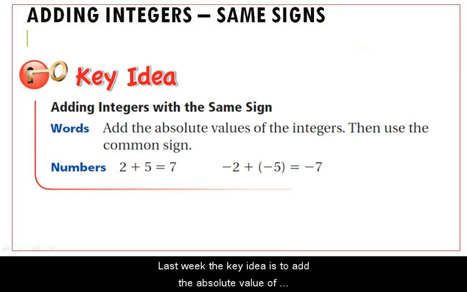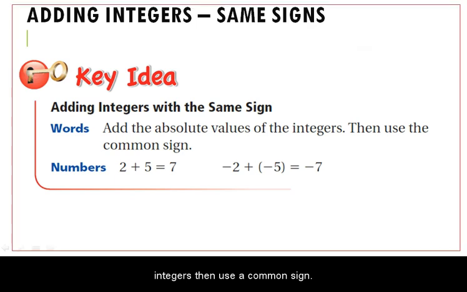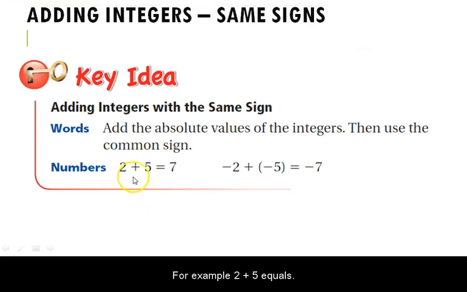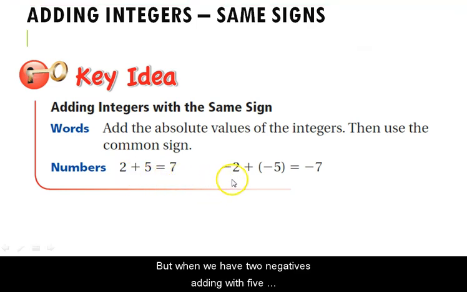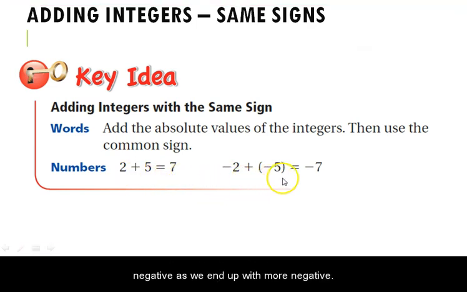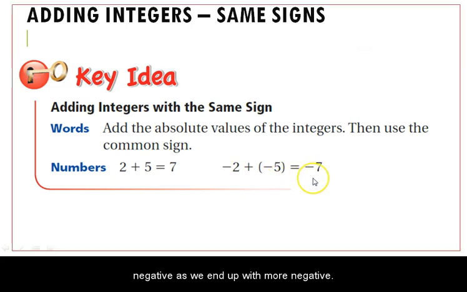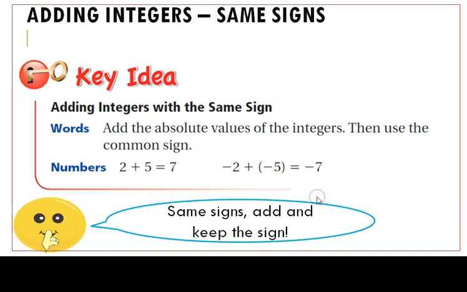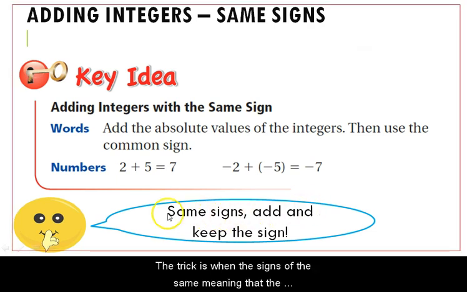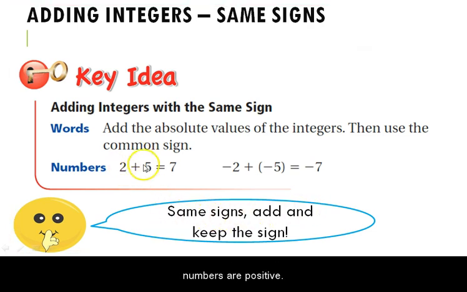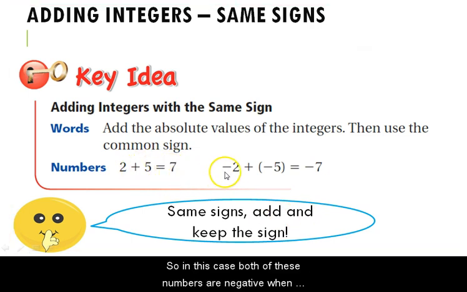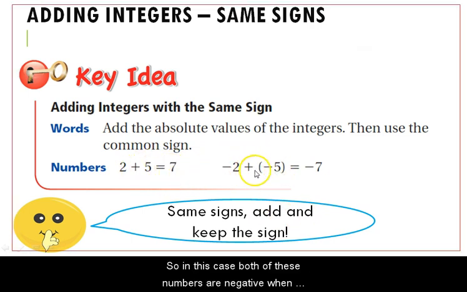From last week, the key idea is to add the absolute value of the integers, then use the common sign. For example, 2 plus 5 equals 7. We already knew this, but when we have two negatives adding with 5 negatives, we end up with more negatives. Negative 7 is the result. The trick is, when the signs are the same, just add them and keep the sign. So in this case, both of these numbers are negative when adding, so we add them and keep the sign that's negative.